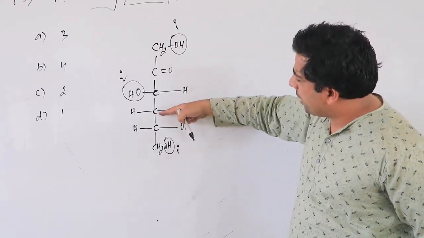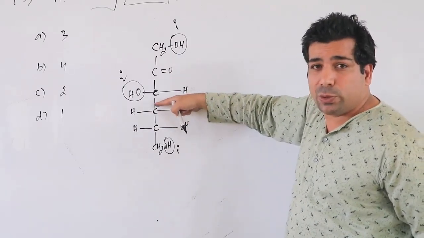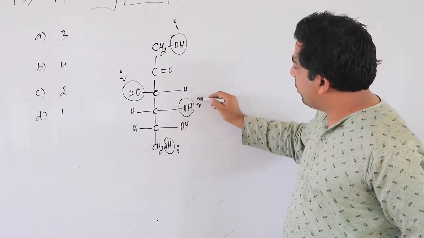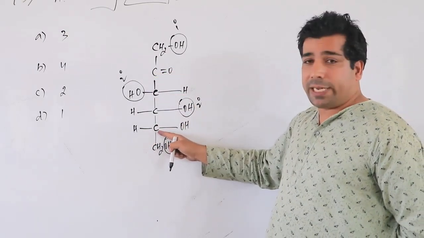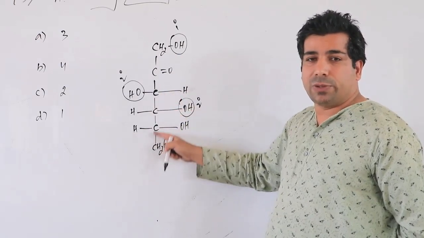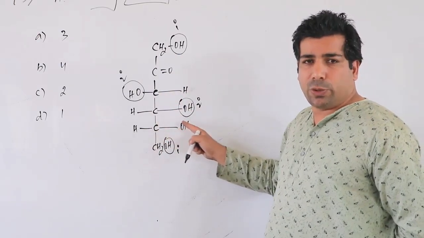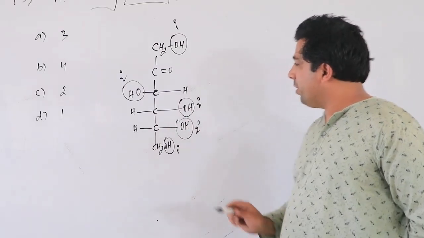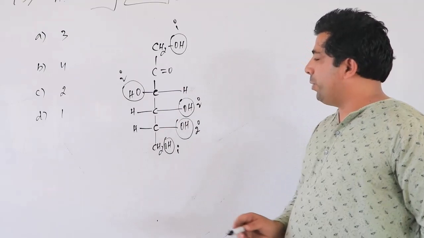This carbon is also secondary carbon because it's directly attached to 2 carbons, one up, one down. So this OH group also becomes secondary OH. This carbon is also attached to 2 carbons, up and down. So this is secondary carbon. So OH group on secondary carbon is secondary OH. So we have here 1, 2, 3 secondary OH groups.